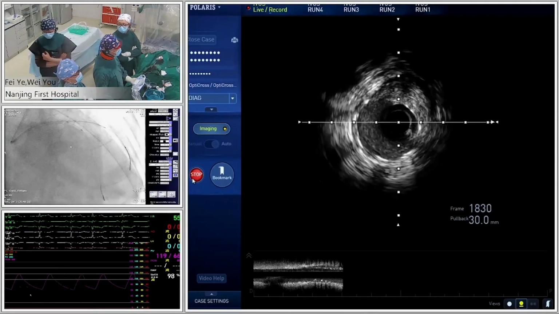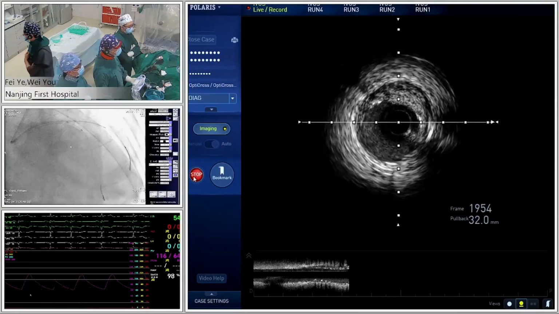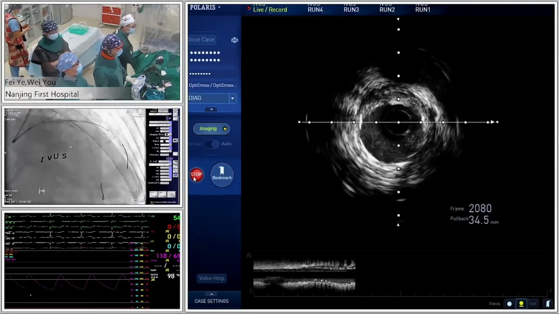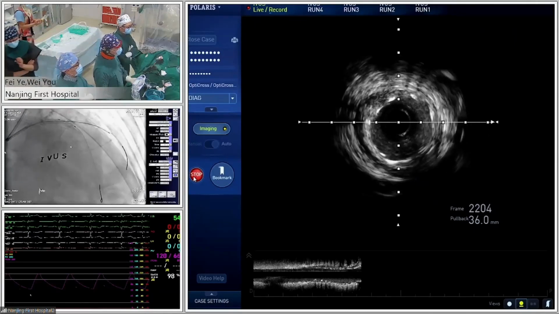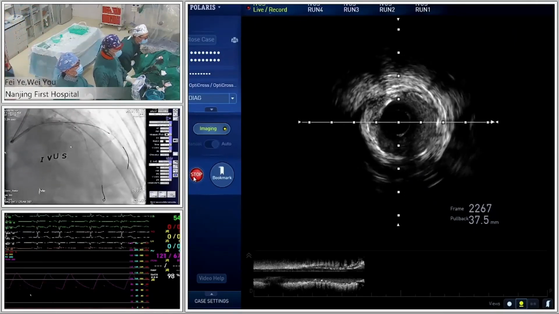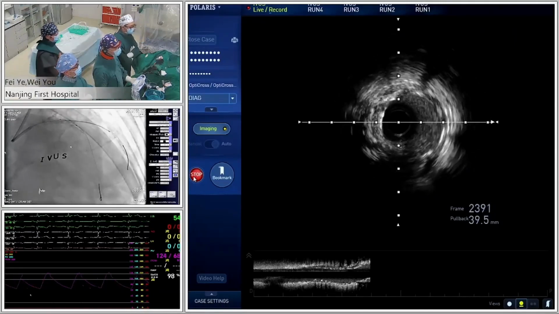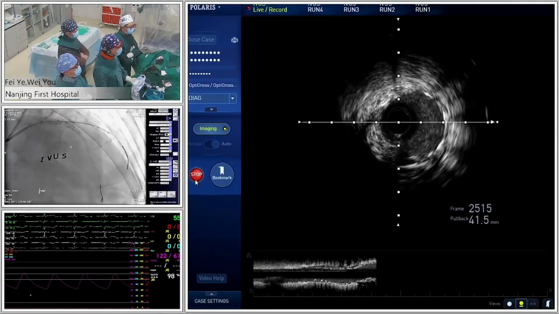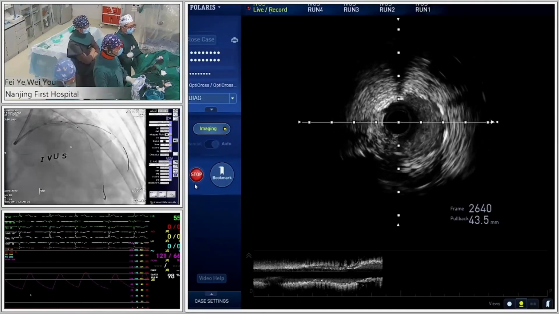Okay, we can use CCB, just like nicardipine, or ATP. We have ATP. Yes, ATP, please. Maybe the baseline attenuation plaque. Yes, that's a very good indication for us to define the reason for the slow flow. We can go back. Okay. After we check the IVUS, we put the stent back, and we use ATP.